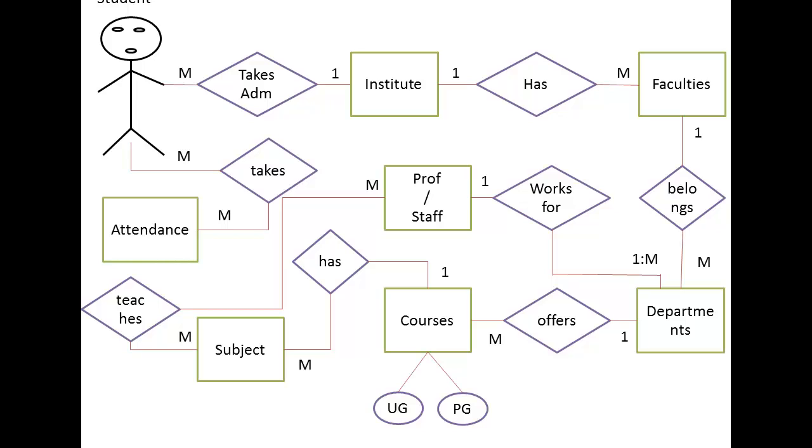One professor works in one department, and you have the main system, the attendance system. The student takes attendance. Many students take many attendance. This is a quick analysis of the ER diagram.